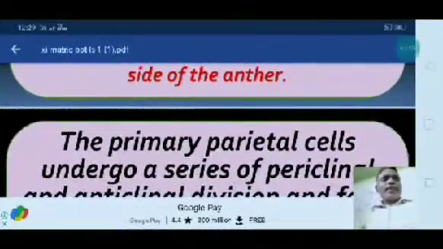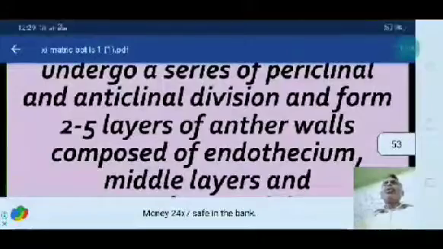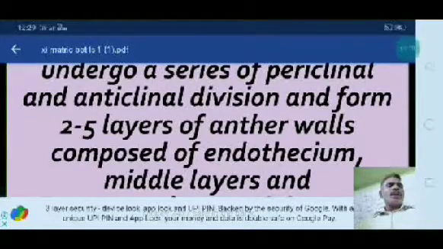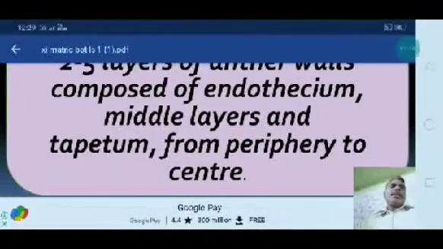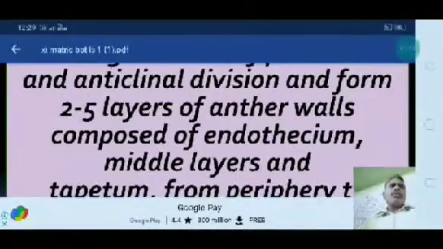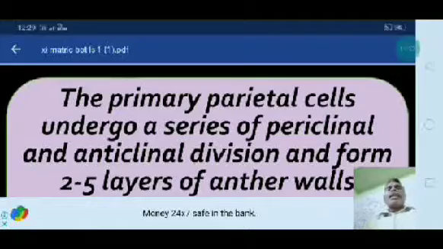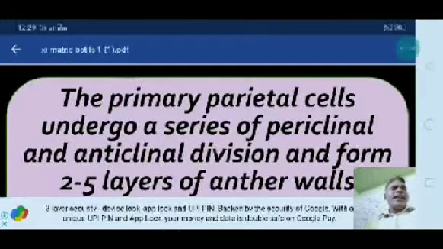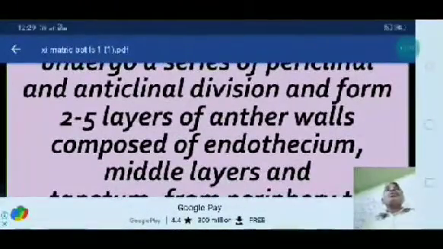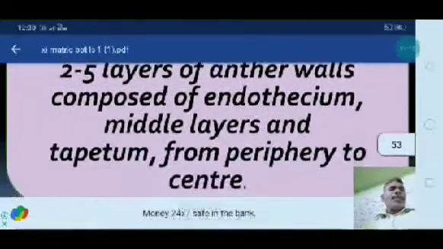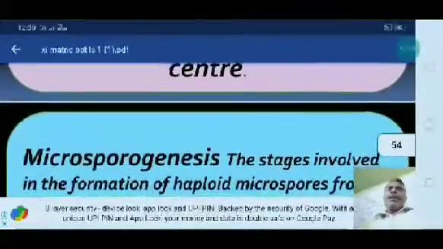The next one is that primary parietal cells undergo a series of periclinal and anticlinal divisions and form 2 to 5 layers of anther walls, composed of endothecium, middle layers and tapetum from periphery to center. Here there are 2 to 5 layers in the anther wall. The first one is the epidermis.